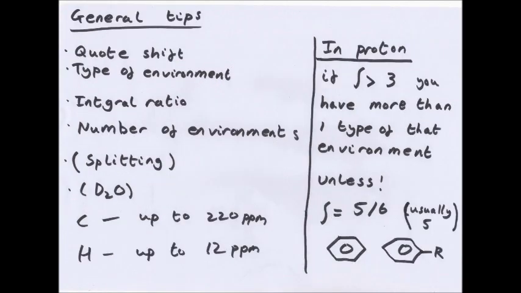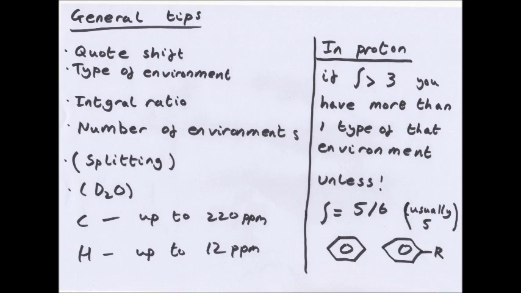Right, I'm just going to give you some general tips about how to approach these questions, and then we'll look at examples. Always quote the shift and the type of environment. So in carbon, you'll say there is a peak at 220 ppm which shows this, and you draw the environment it shows. If it's a proton one, I will say there is a quartet at this value which shows this type of environment, and you'll see how I answer it.